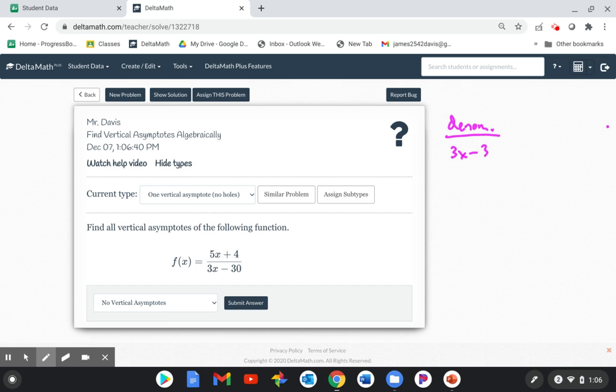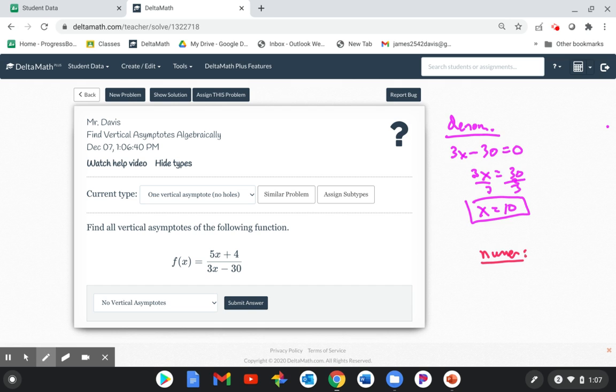3x minus 30 equals 0. It's a pretty straightforward one to solve. Add the 30 over and divide. So x is 10. So that is a candidate for a vertical asymptote. We're not going to label it as such yet until we compare with the numerator.